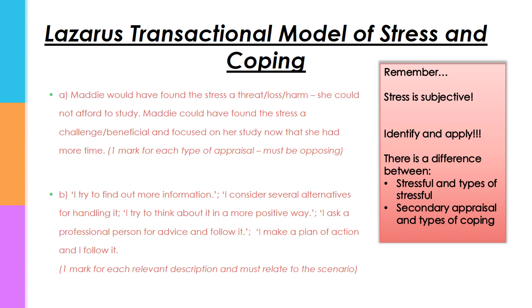In terms of B, there are a few different alternatives that you might use. But make sure you're looking at suggestions that are actually approaching or directly dealing with the stressor, okay? So things like exercise or meditation, or things that deal with the emotions behind it, may not be the best options to use, okay?